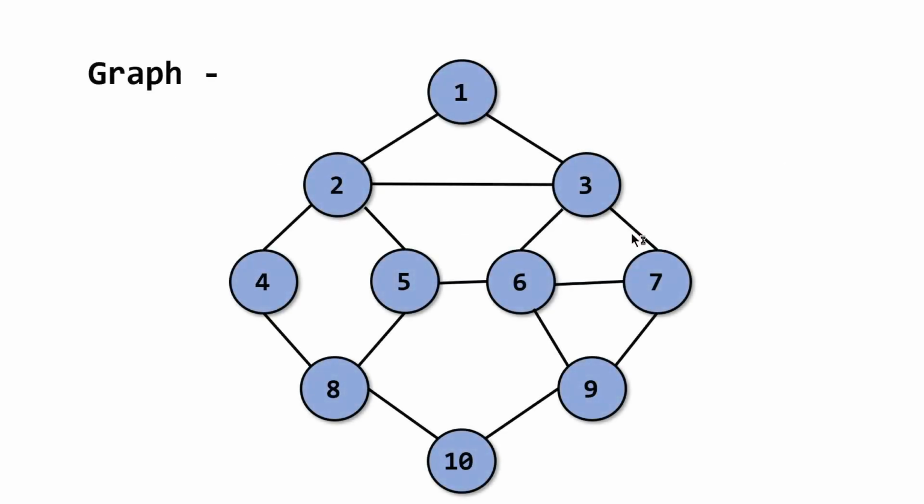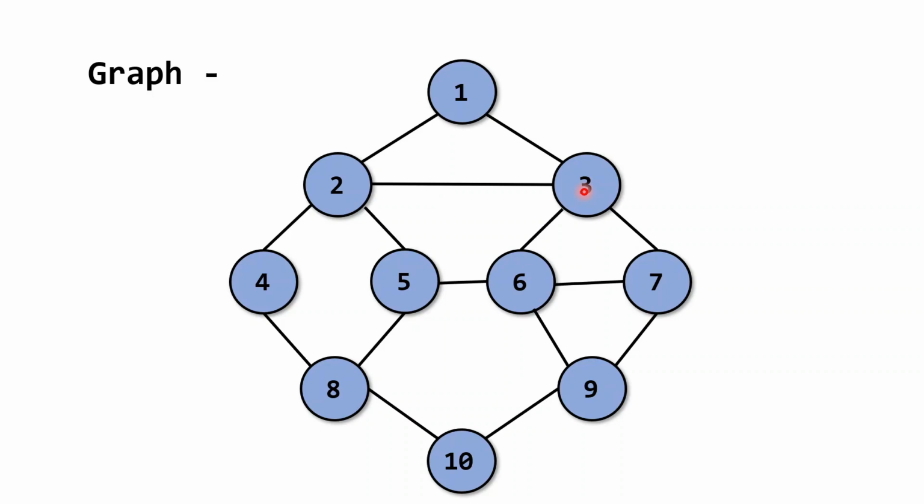So for example, let's say I have a graph like this in which nodes 1, 2, 3 up to 10 are present, and these are the edges which connect these vertices or these nodes. I have to apply BFS on this particular graph, and I have to check what will be the output of the BFS algorithm on this graph.